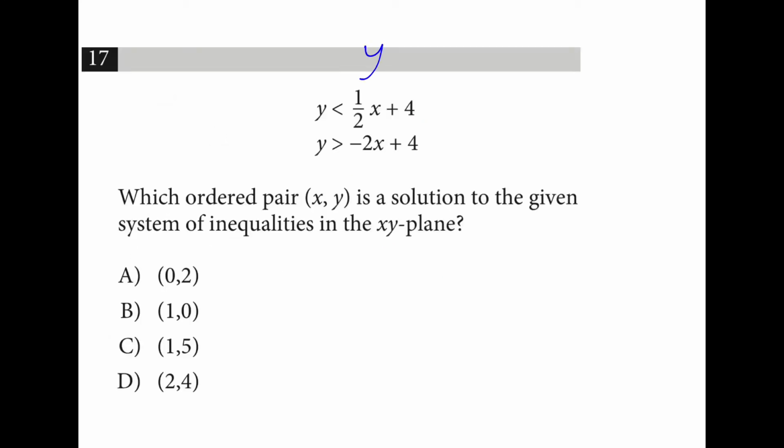So we can set up Y in the middle and 1/2 X plus 4 on the right, and negative 2x plus 4 on the left. If we plug in a 0, that doesn't work.